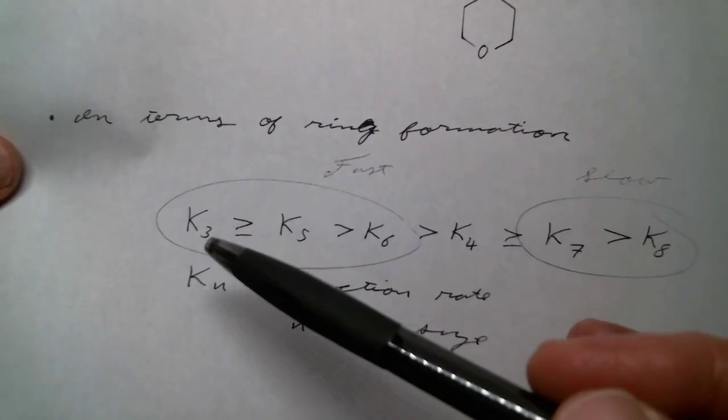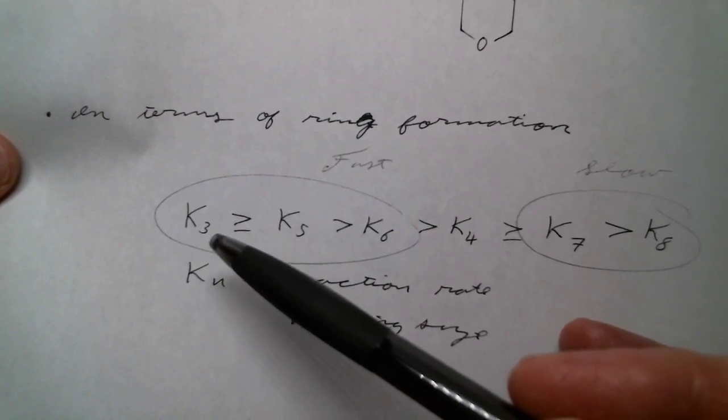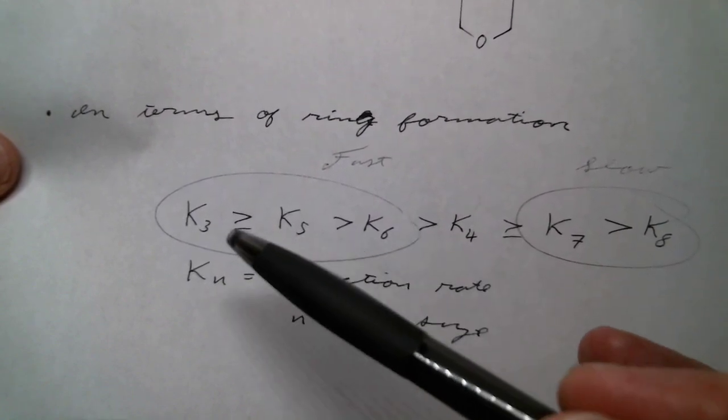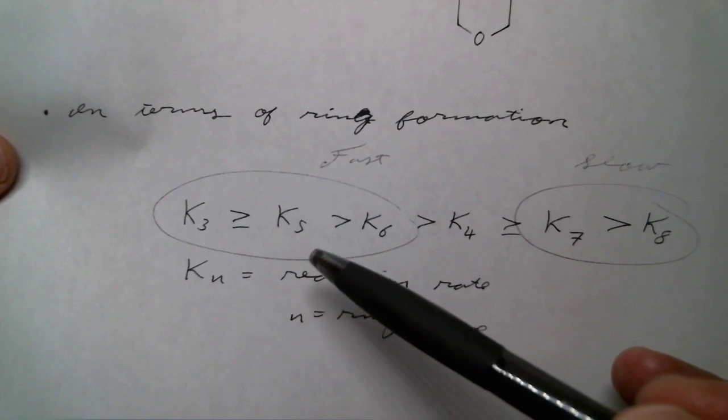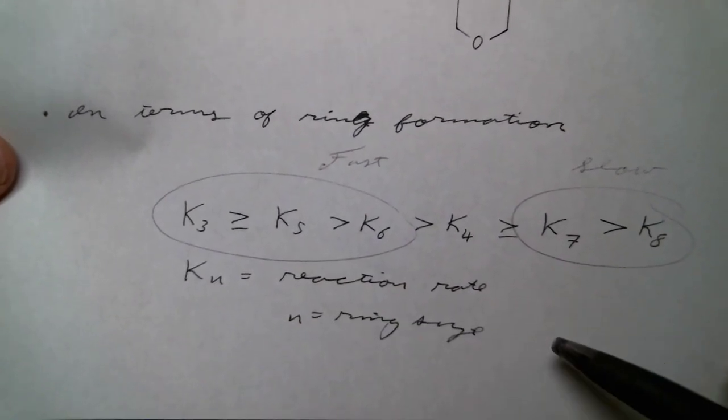So those rate constants are high for 3, 5, and 6-membered rings. So that means forming those ring sizes is fastest. And then, of course, 7, 8-membered rings are slow.